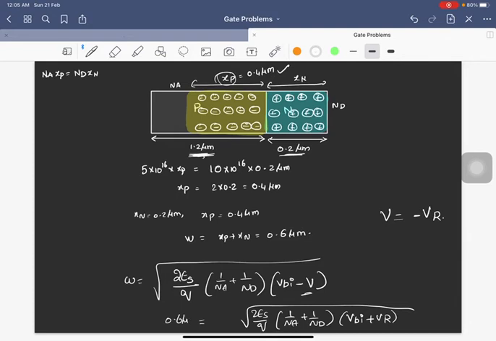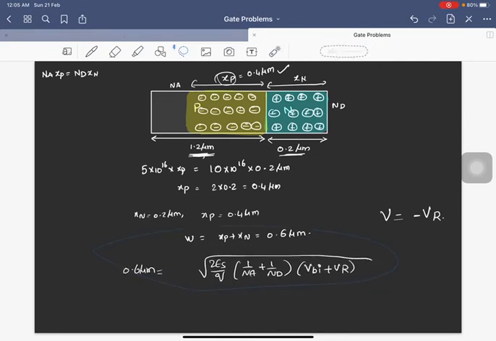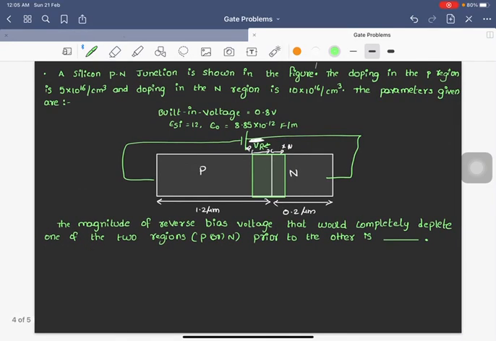So W is how much? 0.6 micrometer. And here, do we know epsilon silicon? Yes, epsilon silicon is epsilon naught into epsilon r of silicon. Epsilon r of silicon is given as 12.